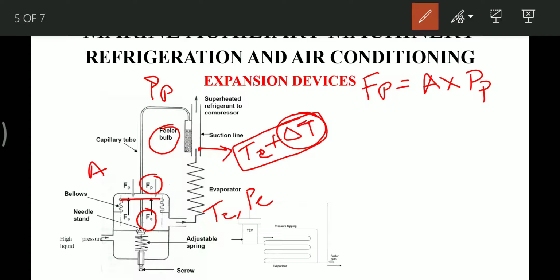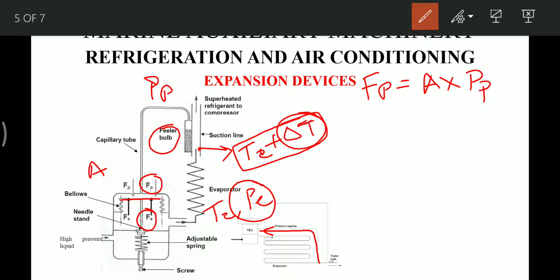Let's suppose we have this pressure P acting below the bellow. In case the evaporator is large and has a significant pressure drop, the pressure from the evaporator exit is fed directly to the bottom of the bellow by using this external equalizing line. So such a thermostatic expansion valve uses this external equalizing line to compensate for pressure drop.